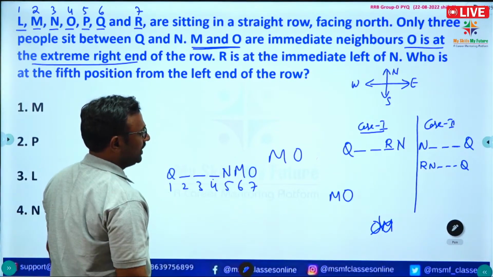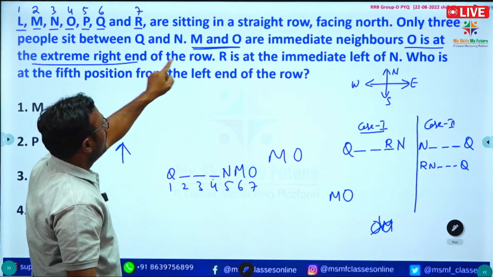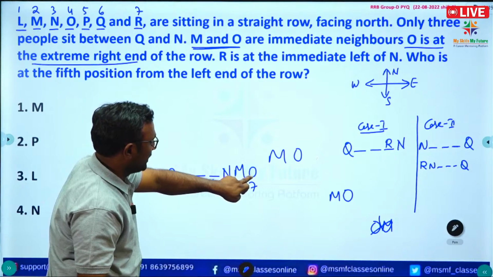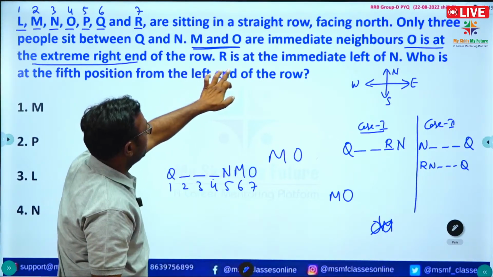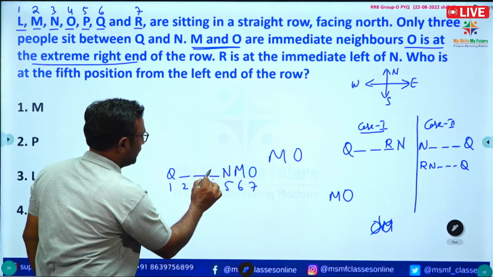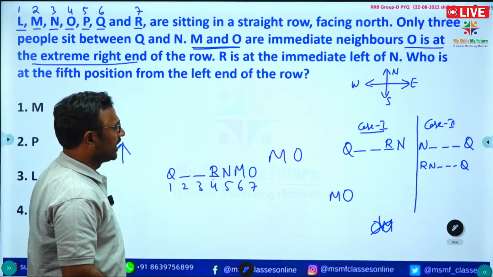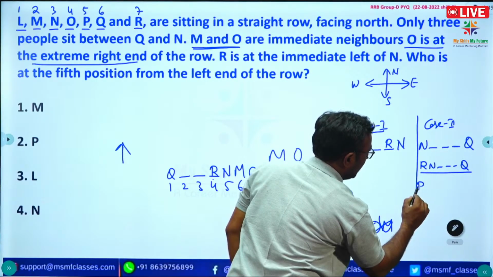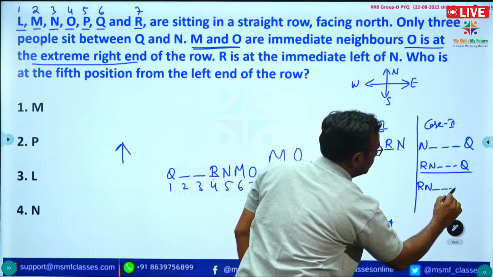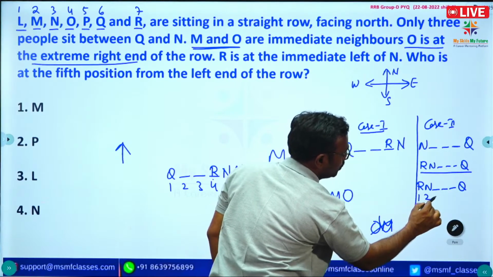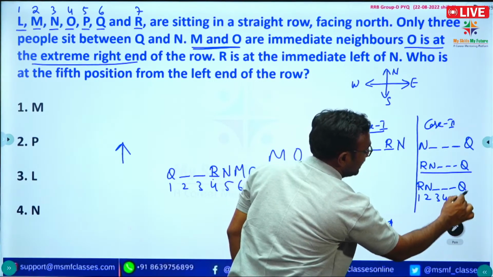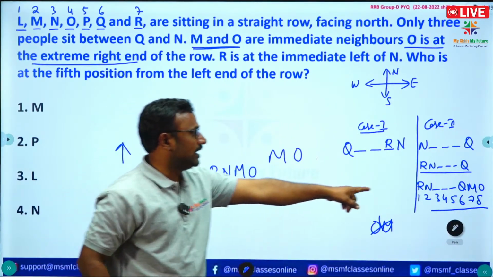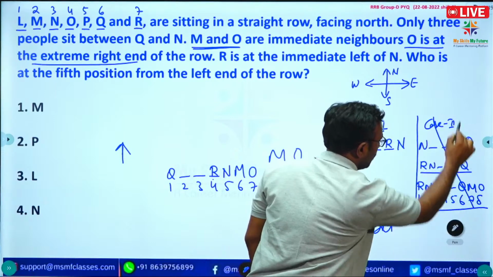Okay. So M and O are immediate neighbors. O is at the extreme right end. R is the immediate left of N. Okay, so suppose we take the second case, R and N, count it 1, 2, 3, 4, 5, 6. If you write M O here, we get 8 people. So case 2 is wrong.